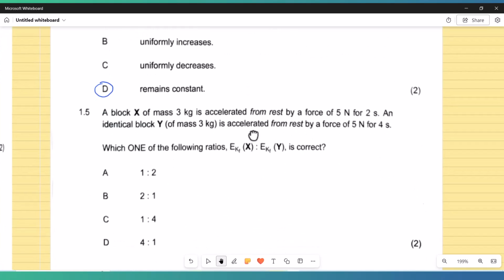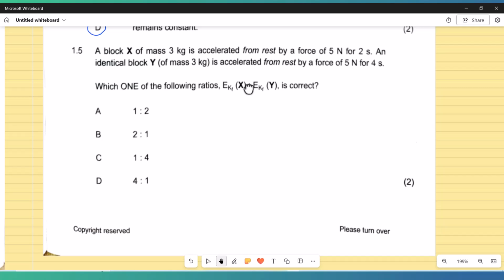Next question. They said that a block X of mass 3 kg is accelerated from rest by a force of 5 newtons for 2 seconds. An identical block Y of mass m is accelerated from rest by a force of 5 newtons for 4 seconds. Which one of the following ratios, EK final for X to EK final for Y, is correct? We want to find the ratio between EK final for block X compared to the EK final for block Y.